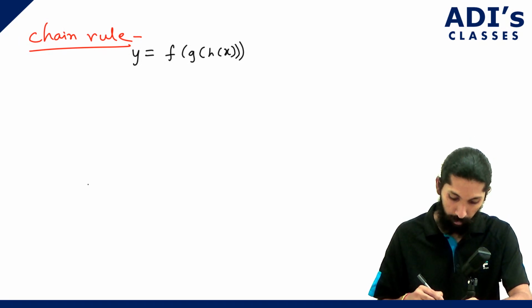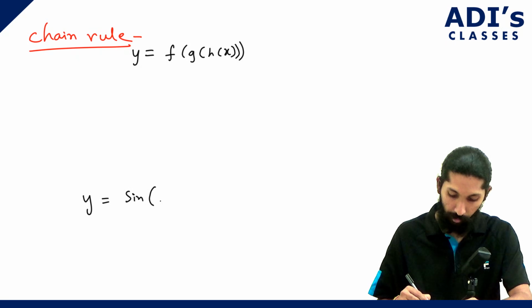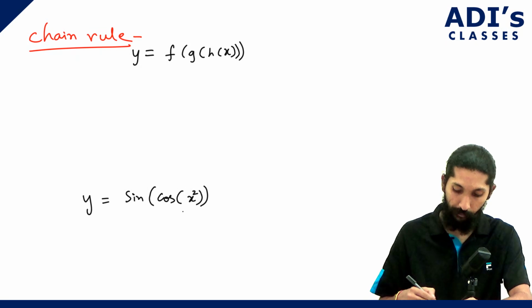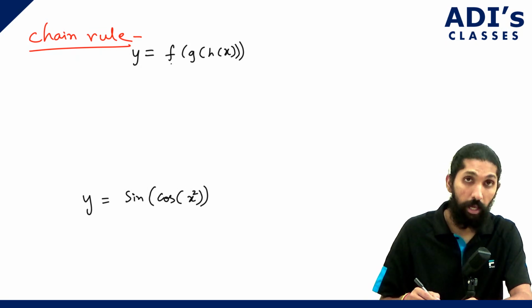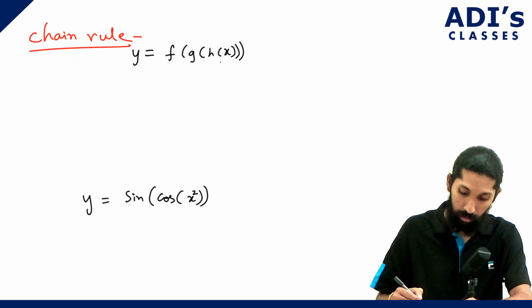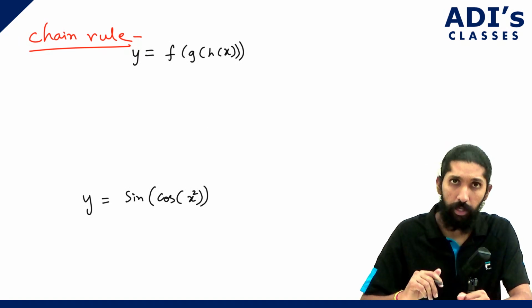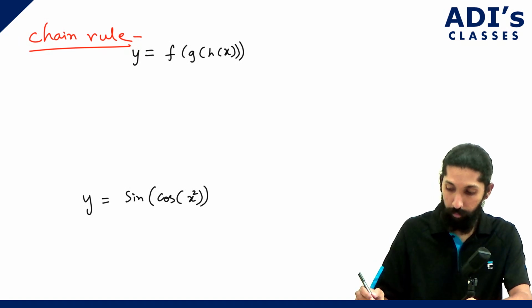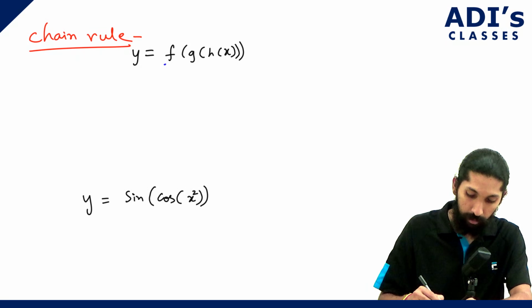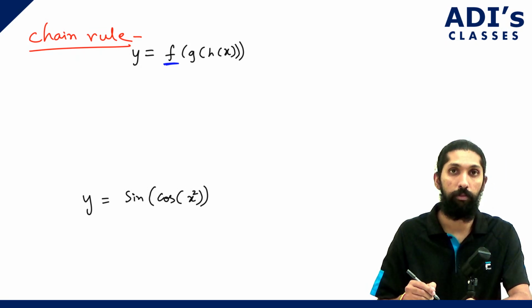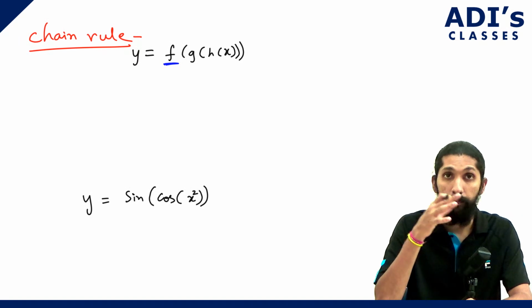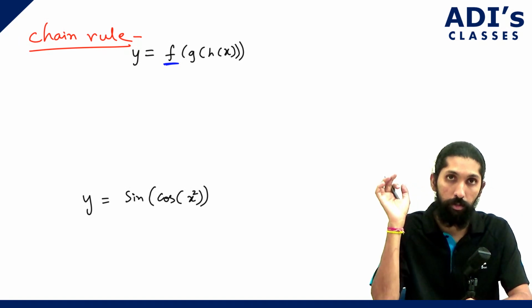Let's say we have y is equal to sine of cos of, say, x square. Function f is nothing but the sine function, g is nothing but the cos function, h is nothing but the x square function, correct? Square function, basically. So we have the functions. So now what we do here is we always start from the outermost function. Mind you, we start from the outermost function.